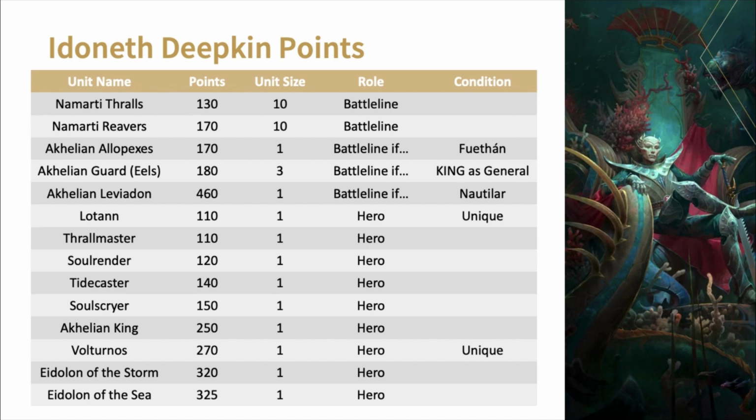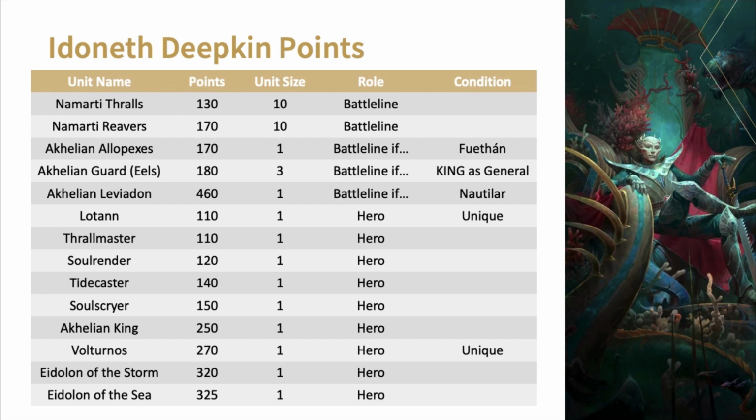If you're not aware, Idoneth is one of these armies where you can literally build every single non-hero unit, I should say, as battle line in specific lists. So, as I mentioned, we've got Namarti Thralls at the cheapest for 130. It's a unit of 10, and they're default battle line, unconditional battle line. And Reavers, the archer variant, which is 170 for 10.